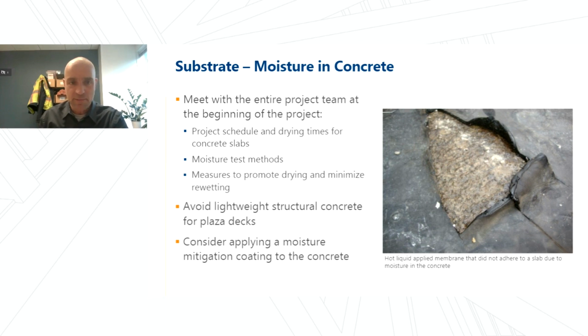One thing to consider at the beginning of the project is the use of a moisture mitigation coating. These coatings are intended to seal the surface of the concrete, trap the moisture inside, and reduce vapor drive out of it. Their intent is to allow us to install the adhered membrane and to allow the membrane to remain adhered over the life of the project. These coatings can be expensive, so it's best to consider using them at the beginning of the project.